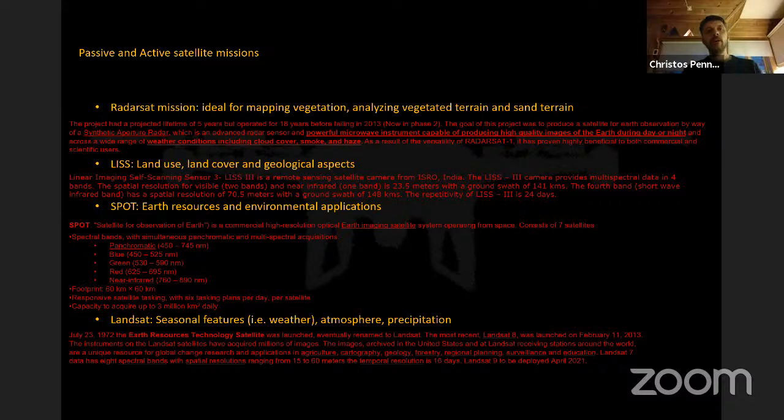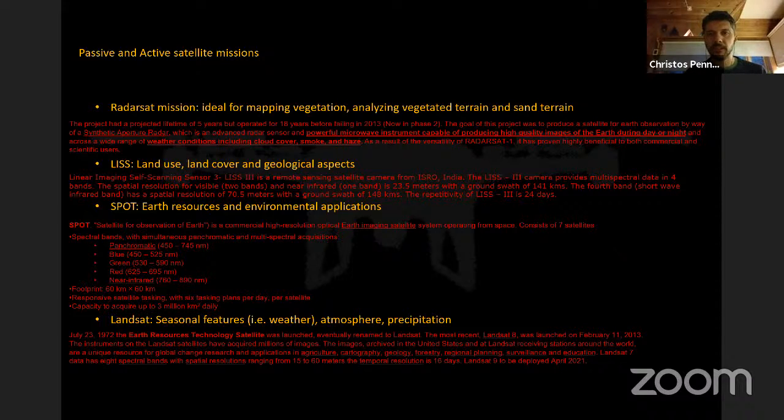So now I will present to you some passive and active satellite missions that are known. I think they are the most popular satellite missions.